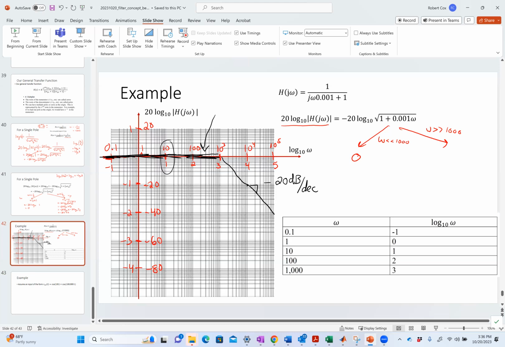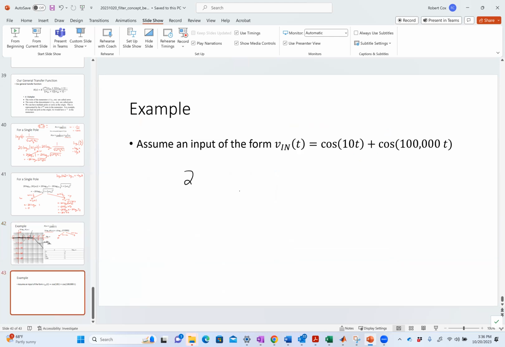Right here. So at that point, 20 log 10 of the magnitude of H of j10 is equal to 0. So if I undo that, how would I figure out the actual magnitude at that point? I divide by 20, raise both sides to the power of 10, right? So what would that end up being? It'd be 1.